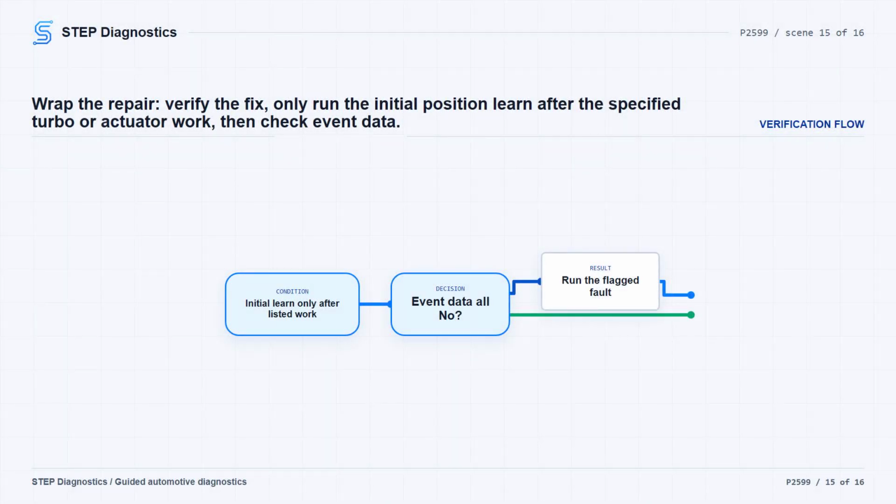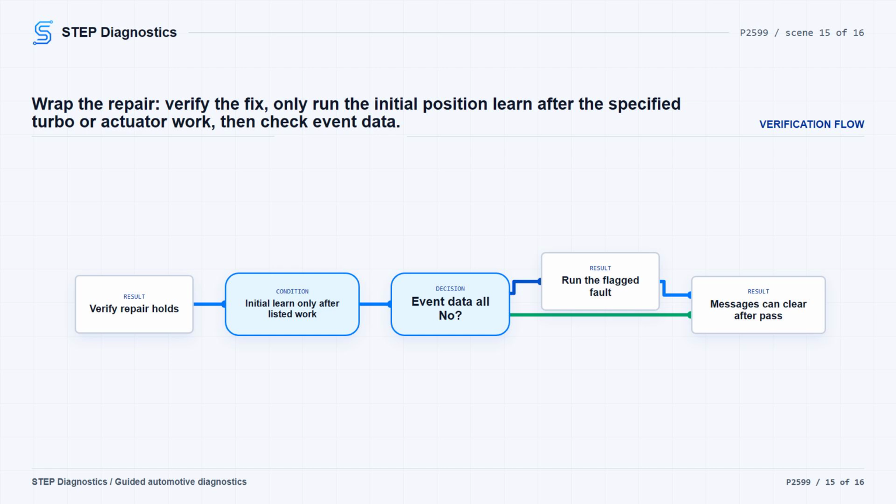After the repair, verify the repair and confirm the code stays gone. Only perform the turbocharger boost control initial position learn when the turbocharger vane position actuator is replaced, or when the turbocharger is cleaned, removed, or replaced.